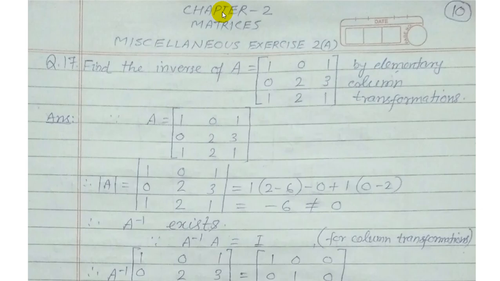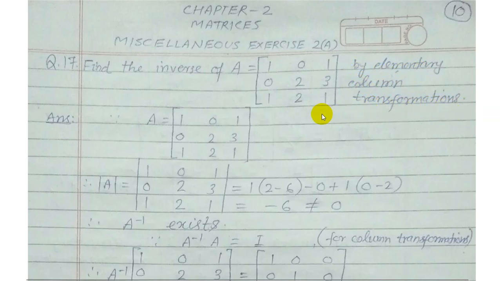Dear students, today we are going to start Chapter 2 Matrices, Maths Part 1, Miscellaneous Exercise 2A. Now, question number 17 today. Find the inverse of matrix A equals [1, 0, 1; 0, 2, 3; 1, 2, 1] by elementary column transformations.